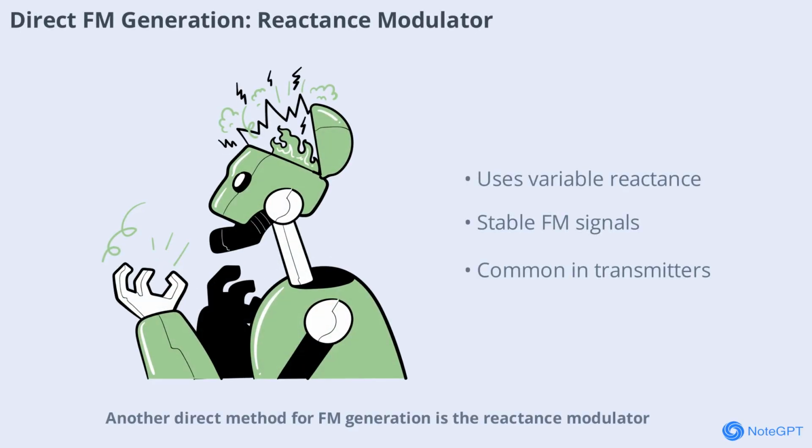Another direct method for FM generation is the reactance modulator. This technique uses a circuit element, such as a capacitor or inductor, whose reactance is varied by the message signal. By changing the reactance, the frequency of the oscillator shifts, resulting in frequency modulation. Reactance modulators are valued for their ability to produce stable FM signals and are often used in radio transmitters.